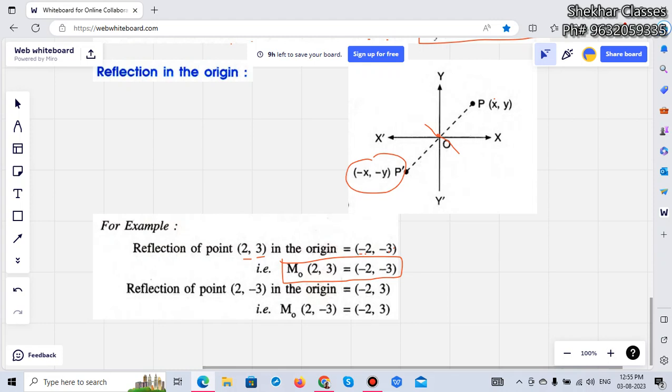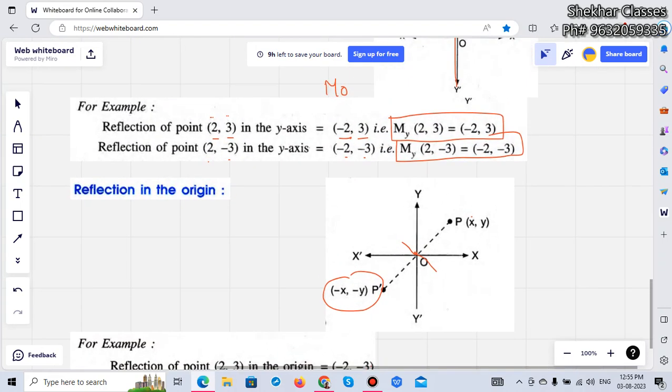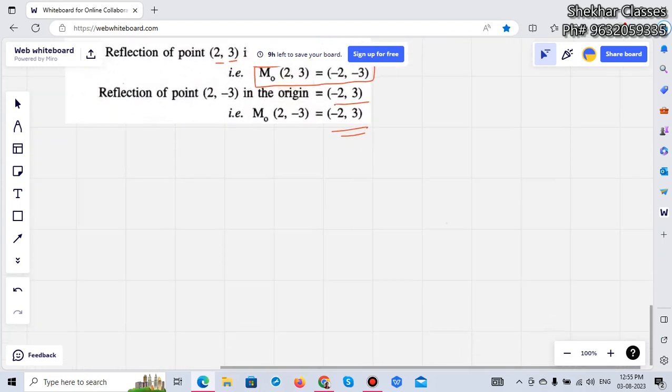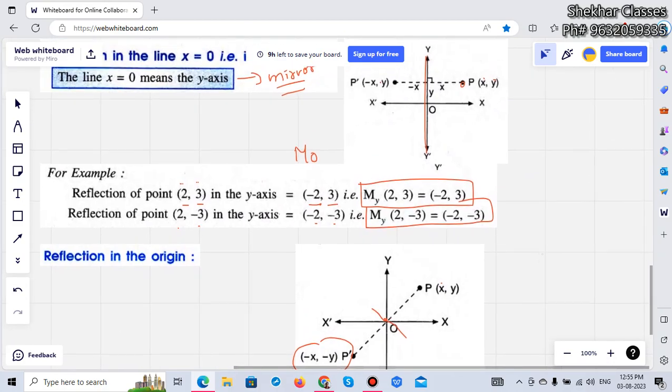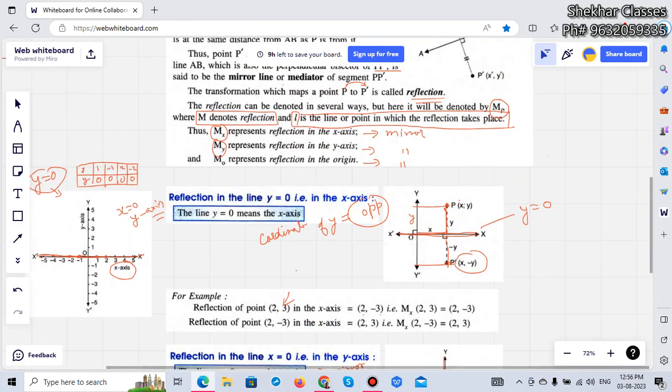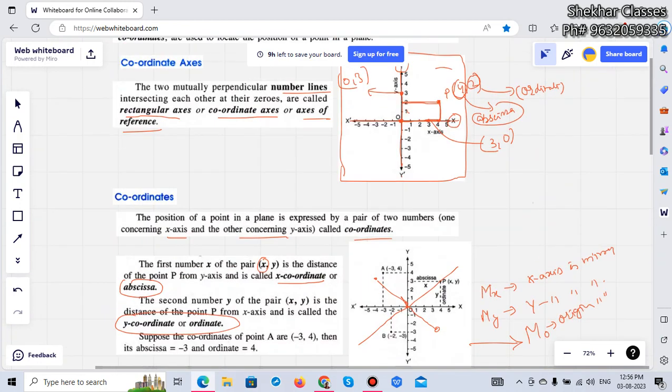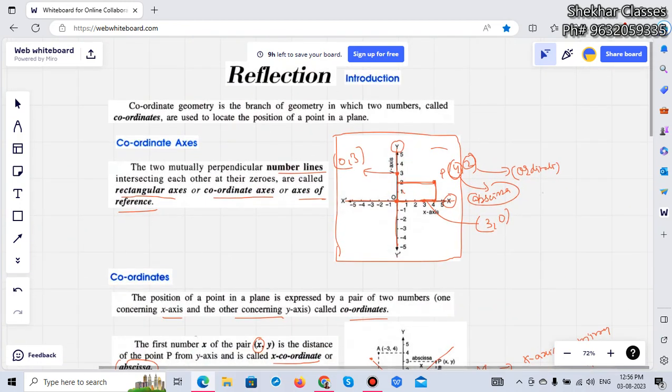That is the reflection through the origin. (2, 3) becomes (-2, -3). And if it is (-2, 3), it will become (2, -3). So you must understand that when you are reflecting, where the image is formed, and accordingly you have to write the coordinate. This is the reflection through all those different kinds of mirrors, that is, reflection through the x-axis, the y-axis, or the origin. We will have some examples coming up after this video. You can watch that.